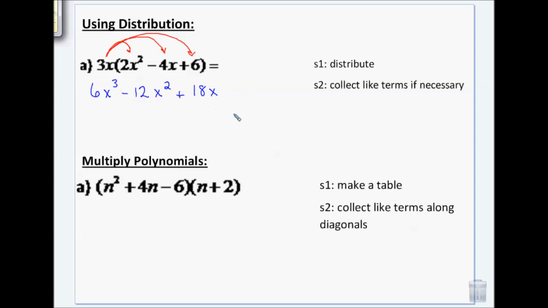Step 2 is to collect like terms if necessary. Well, I have no like terms, so I'm done. 6x to the third, negative 12x, 18x. Oh, that's squared, my bad. Squared.